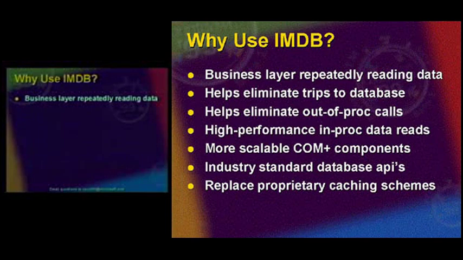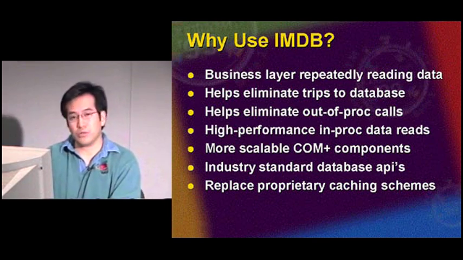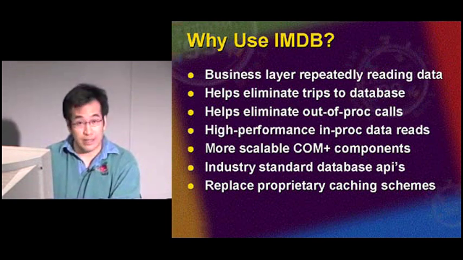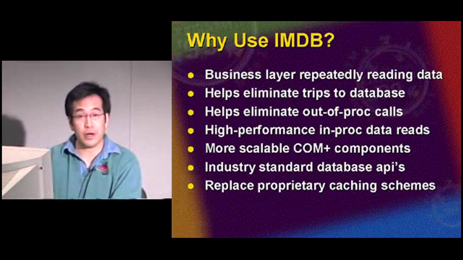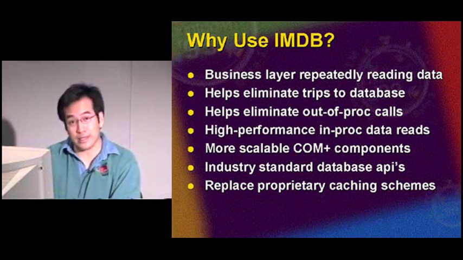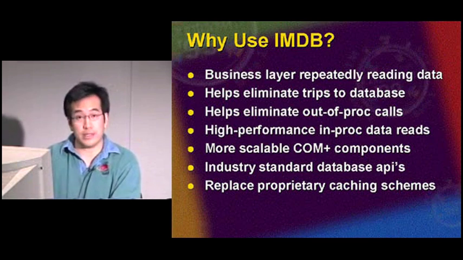First off, in this slide, we'll talk a bit about why we envision people would use IMDb. In the Windows DNA architecture, if you see a situation where the business layer is repeatedly reading an identifiable set of data, it makes a lot of sense to place that data into a place closer to the COM+ components that require it, and to make that access to that data as rapid as possible. By doing this, it helps eliminate trips to the database.